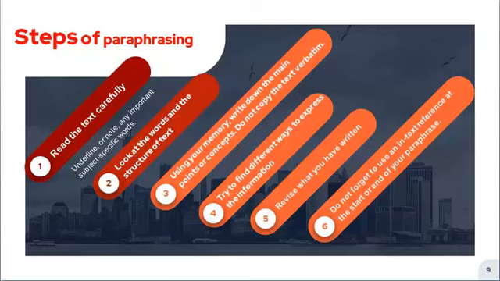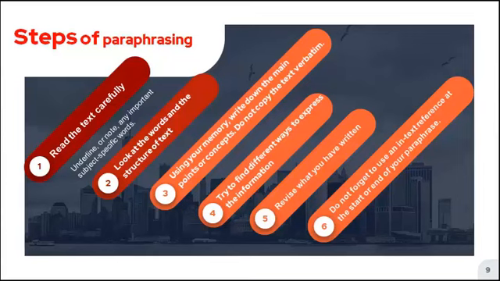And this is what we're going to see in the next slide. It's about techniques. Number 5, revise what you have written. So when you write a tentative paraphrase, you have to go over it again and again to make sure that it's well written. The last step, do not forget to use an in-text reference at the start or end of your paraphrase.